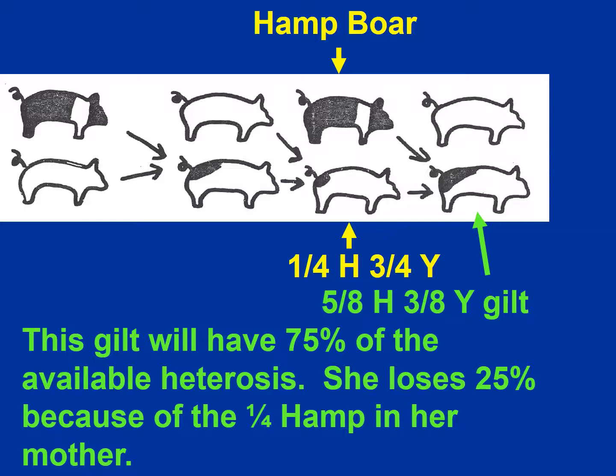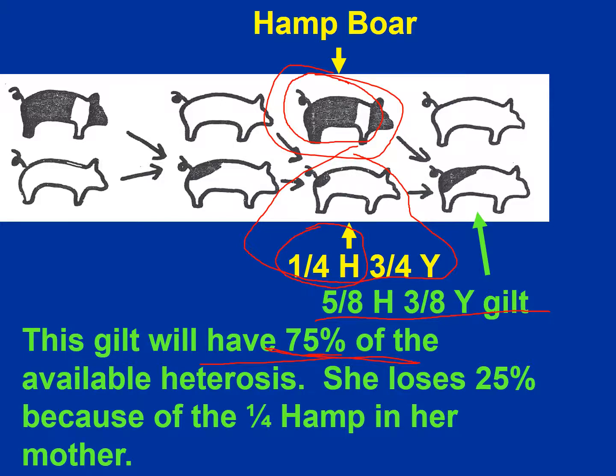So we've got this gilt that's 1/4 Hamp, 3/4 Yorkshire. We'll breed her to a New Hampshire boar. And our offspring then is going to be 5/8 Hamp, 3/8 Yorkshire. And we're not going to get all the heterosis because we've got a 100% Hamp boar here, and it's going to be matched with 1/4 Hampshire genes in this gilt, so we're going to lose that 25%. But we still get 75% of the available heterosis, which is pretty good.